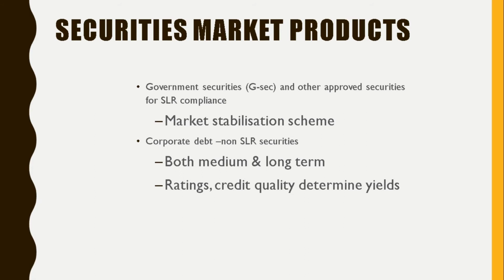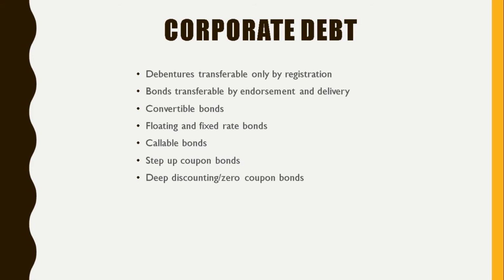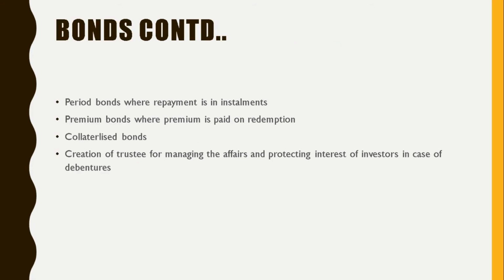Now, government securities and other approved securities for SLR compliance, such as market stabilization scheme, corporate debt and non-SLR securities, both medium and long term, where rating and credit quality determine yields. Now, corporate debts: they are debentures transferable only by registration, bonds transferable by endorsement and delivery, convertible bonds, floating and fixed rate bonds, callable bonds, step up coupon bonds, deep discounting or zero coupon bonds.